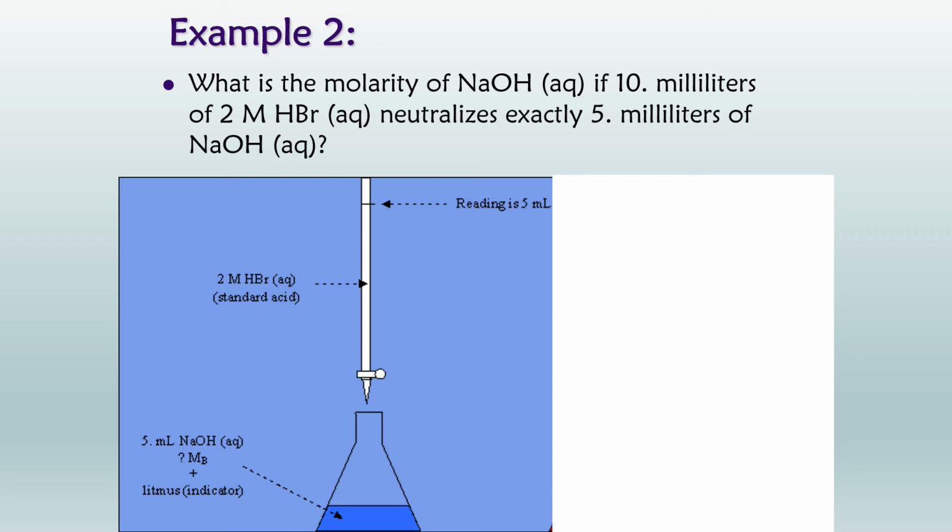So first thing, because we want to find the molarity of sodium hydroxide, that's what we pour in our flask. How much of that do we pour? 5 milliliters. It's given in the question. In the burette, we pour 2 molar hydrobromic acid solution, and then we read off the initial volume from the burette to be 5 milliliters.